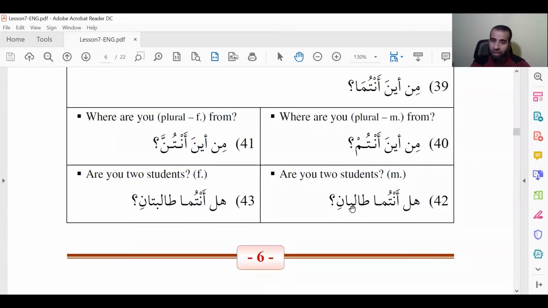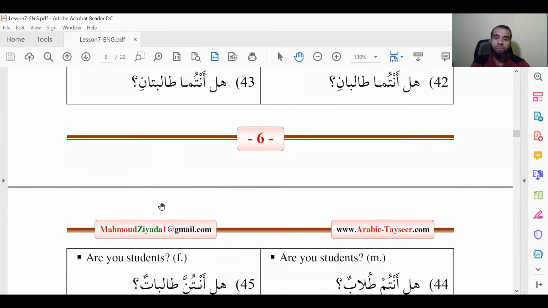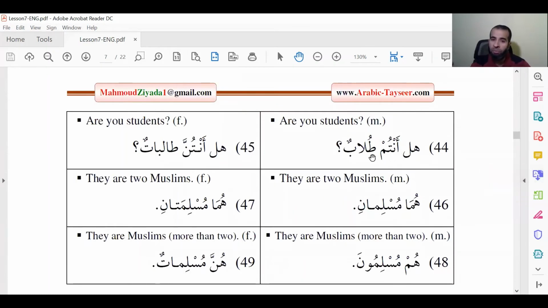هل أنتما طالبان? أنتما is used for both male and female, but طالبان means male students. Are you two students? هل أنتما طالبان? And for feminine, هل أنتما طالبتان؟ هل أنتم طلاب؟ هل أنتن طالبات؟ The answer here for number 44 can be نعم نحن طلاب. And here for 45, نعم نحن طالبات.